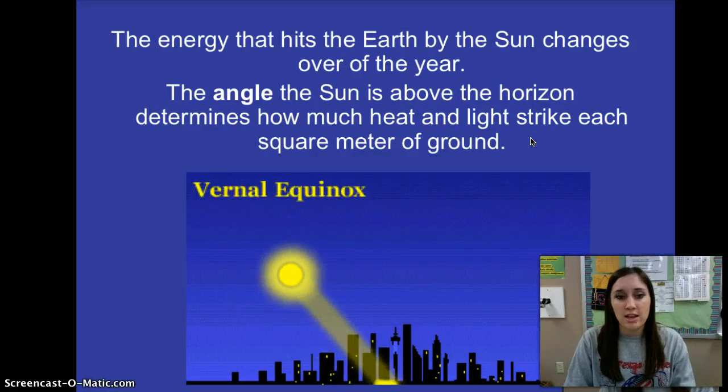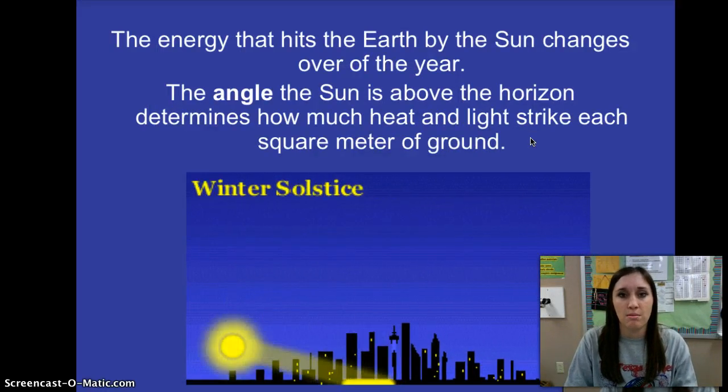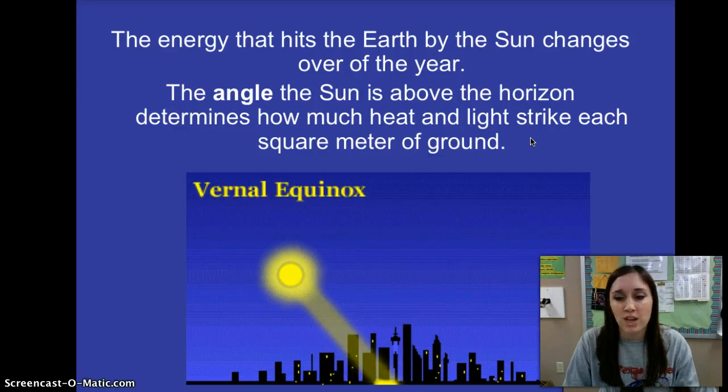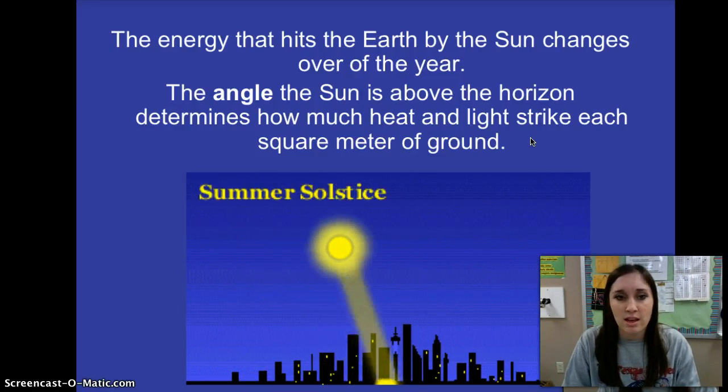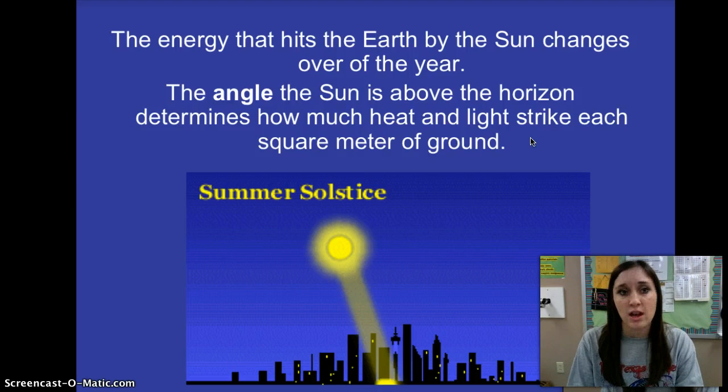So the energy that hits the Earth changes over time. The angle of the sun above the horizon determines how much heat and light strikes each square meter on the ground. Sometimes the sun will be hitting it directly, so you're going to have more energy, and sometimes it will be hitting indirectly, and the energy will be less.